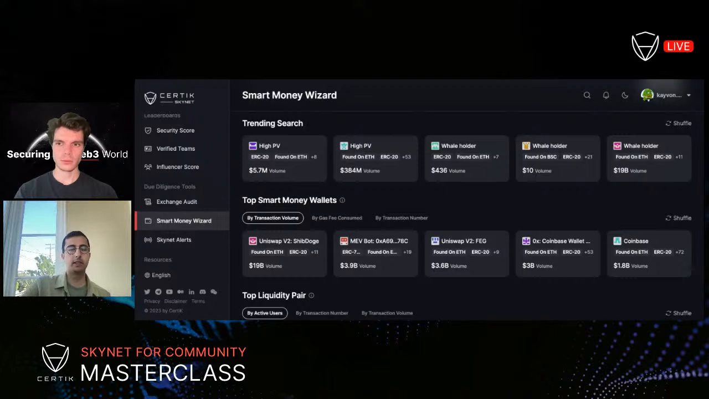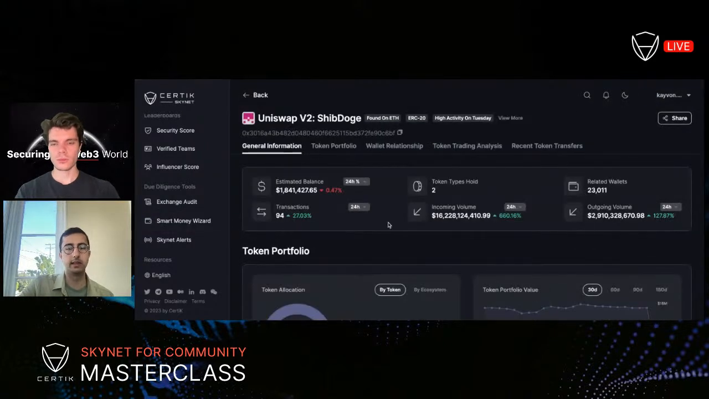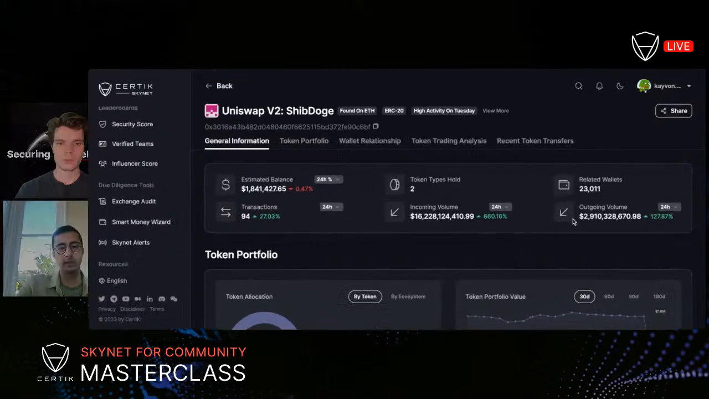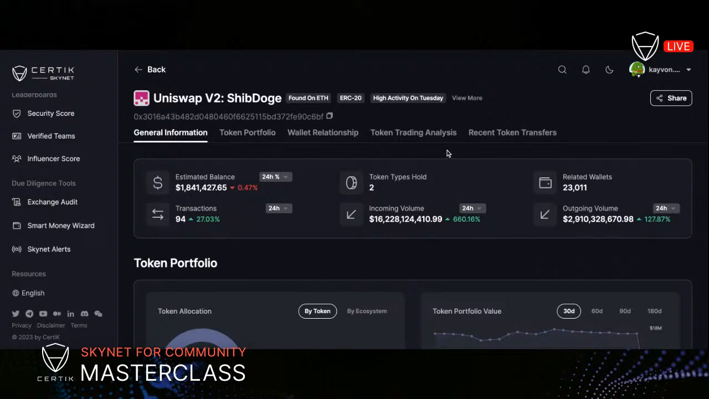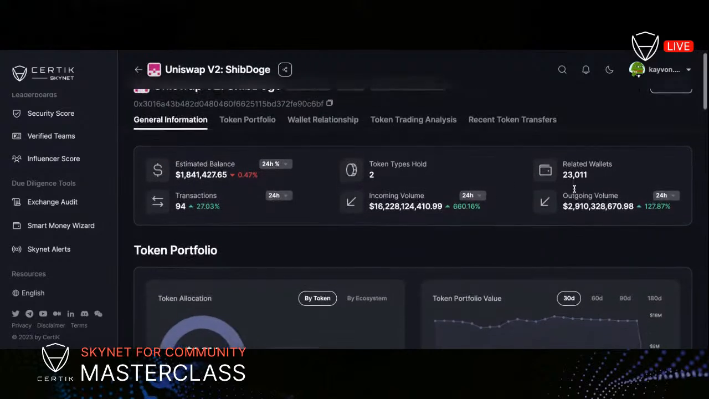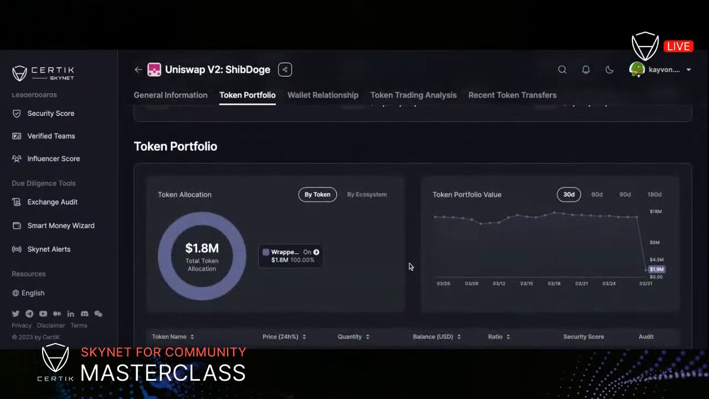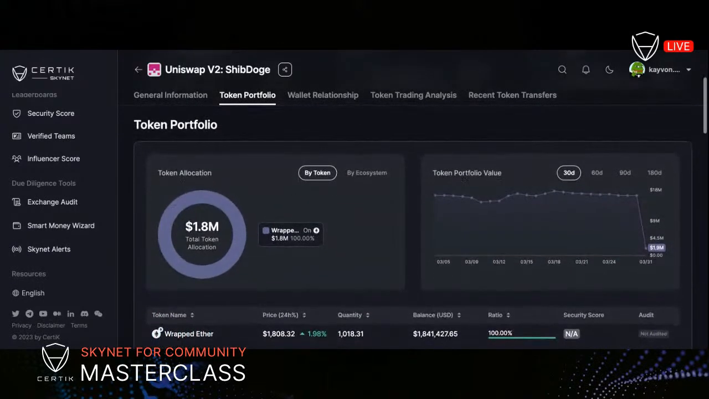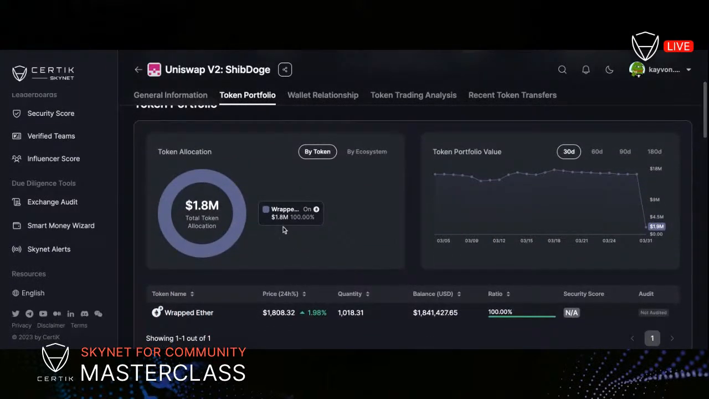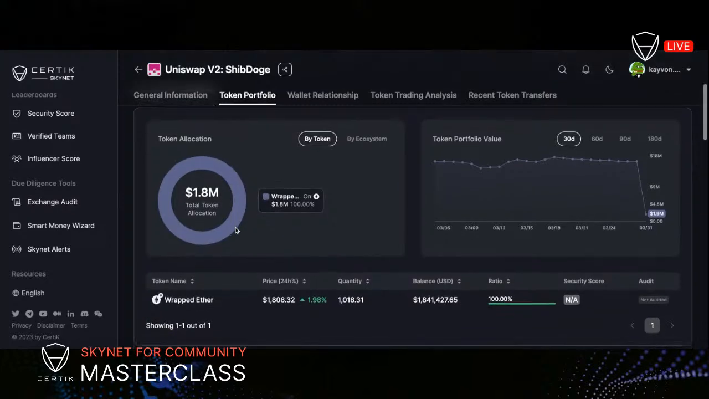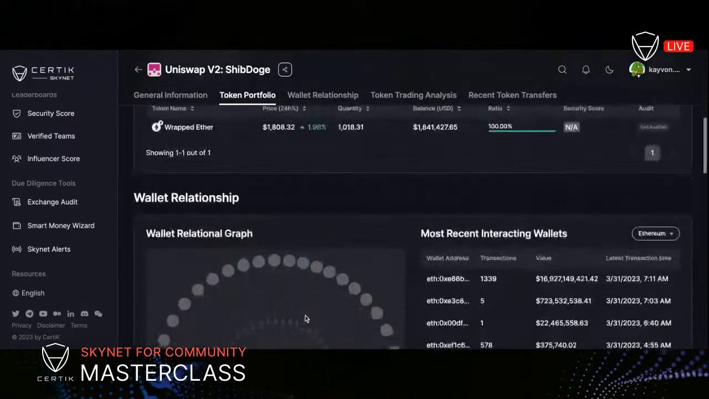And then in addition to that, we can see a deep level of insights once we open the wallets, right? Starting from the top, we have a general understanding of the wallet, like their balance, number of transactions, total related wallets. So in this wallet, for example, it's a Uniswap V2 contract, and we can see that there are 23,000 other wallets related to it. Moving down, we can see the token portfolio within that wallet, right? So how much wrapped Ethereum in this case the wallet holds and what percentage breakdown that is.